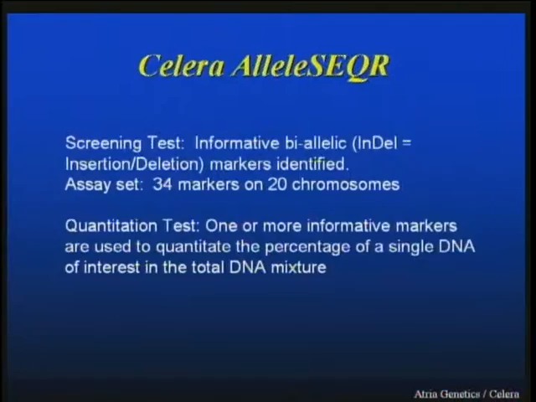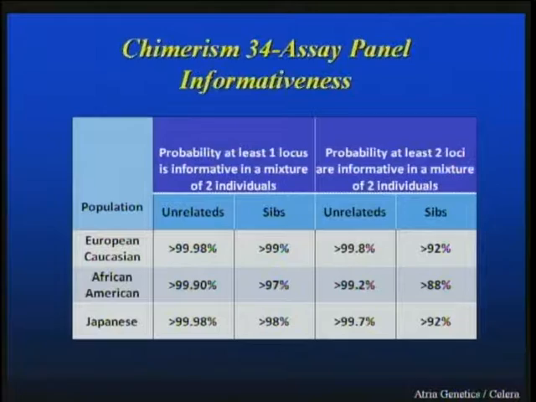In terms of its power of discrimination, it's nowhere close to being as powerful as the STR. Now, this is, again, information I got from the company, where your chances of finding at least one locus that's informative in a mixture of two individuals in three different populations was looked at, either unrelated or individuals that were sibs, and then your probability of finding at least two loci. And as I said, we are generally gun shy of using one locus for sure when two makes us uncomfortable. We'd rather have more.